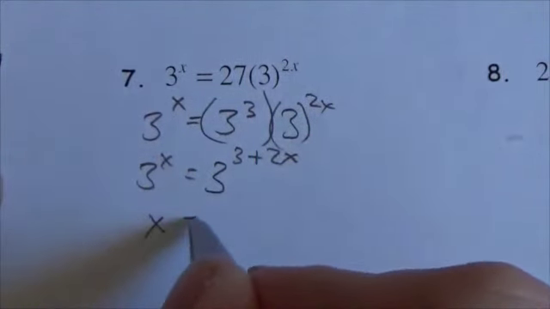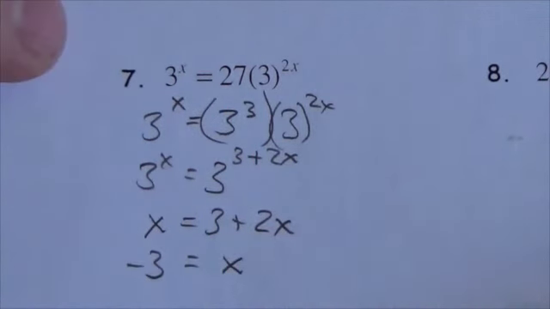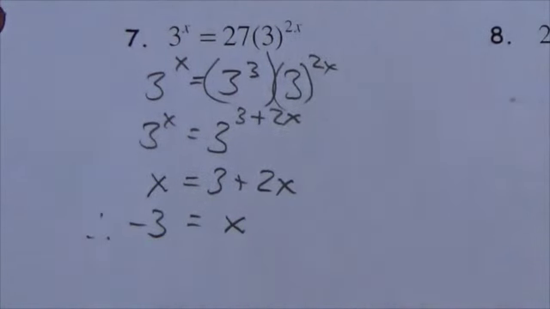Maybe I bring the x over, subtract it from both sides, and I'll subtract 3 from both sides to get that x is equal to negative 3. And there I go. That was my goal. I'm done.